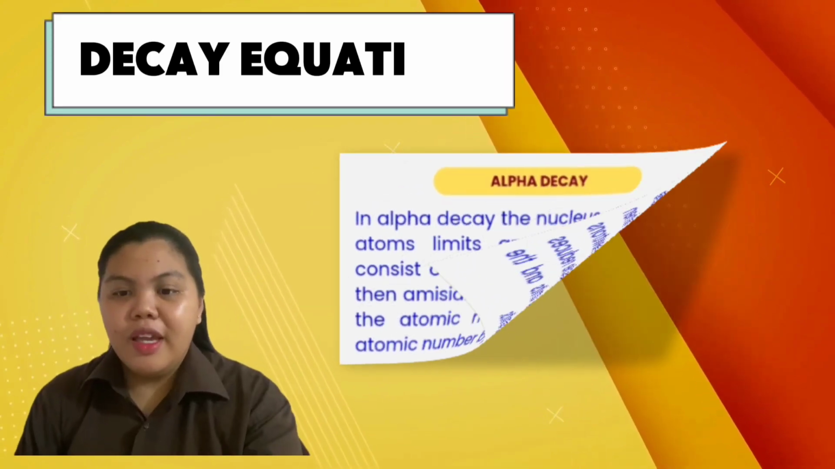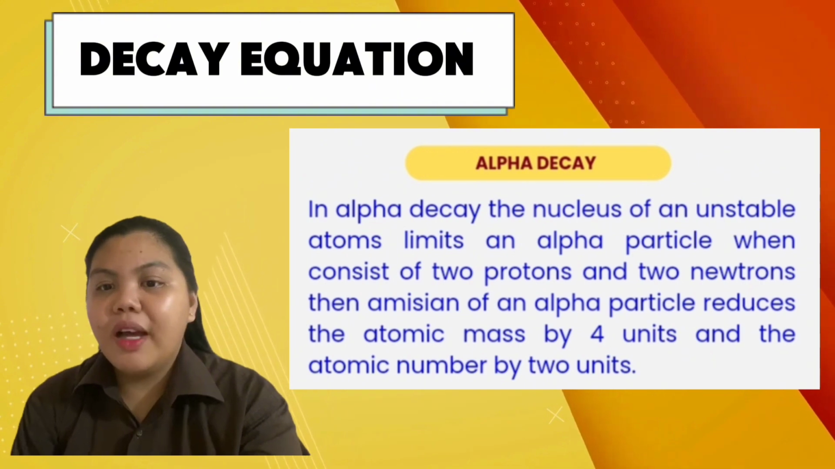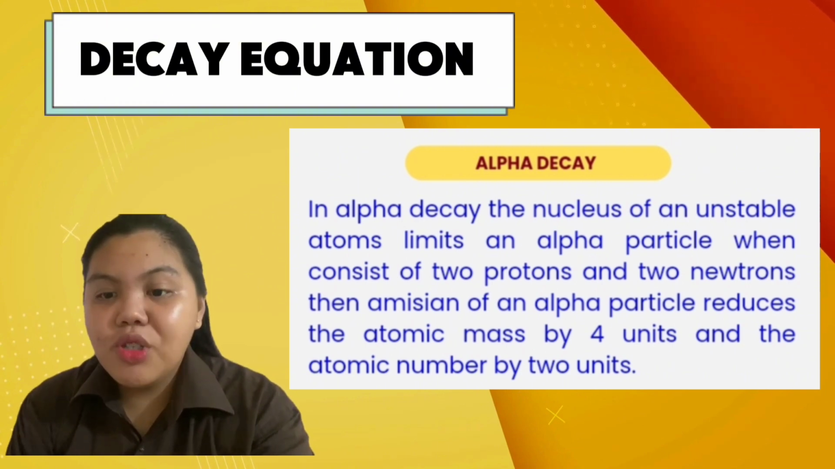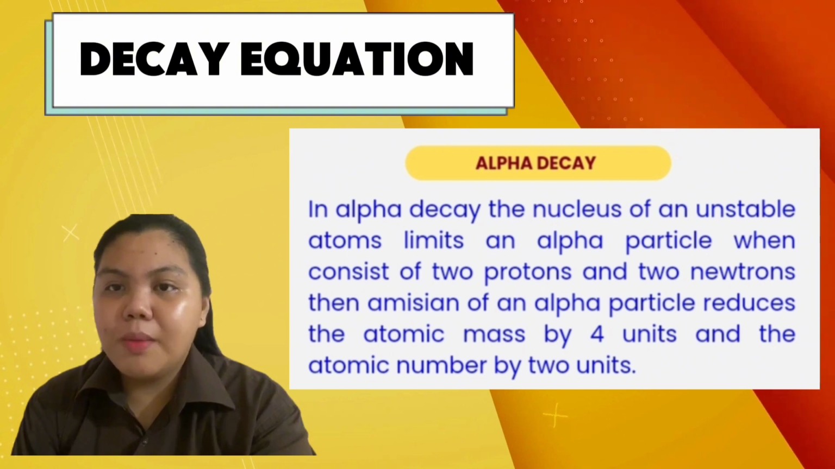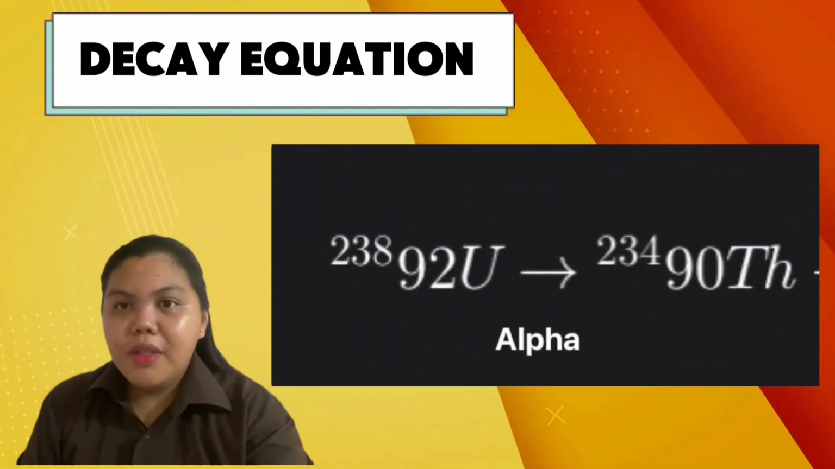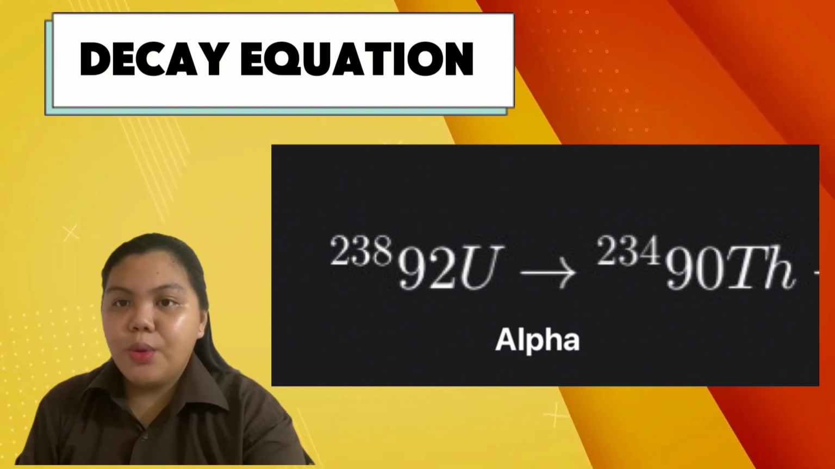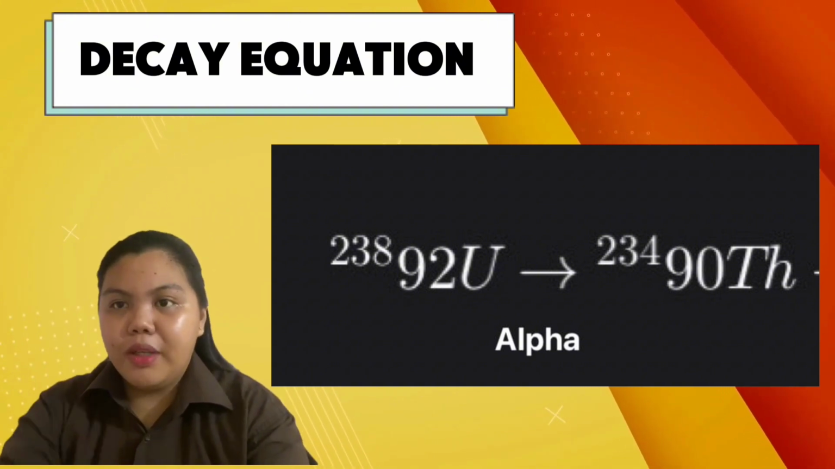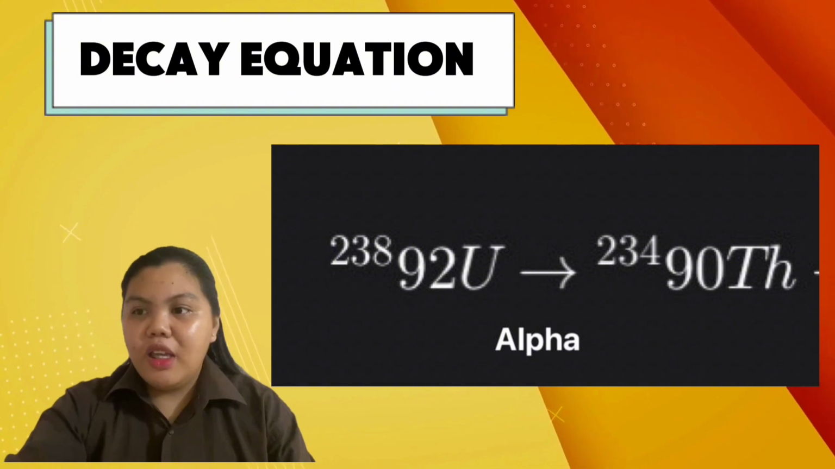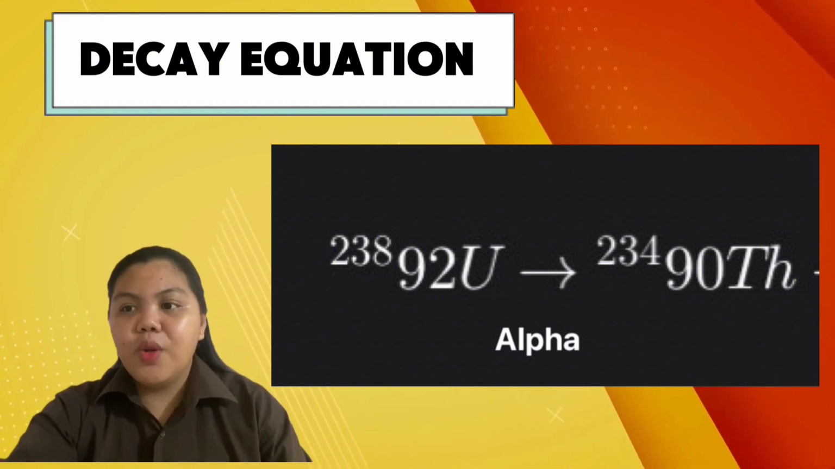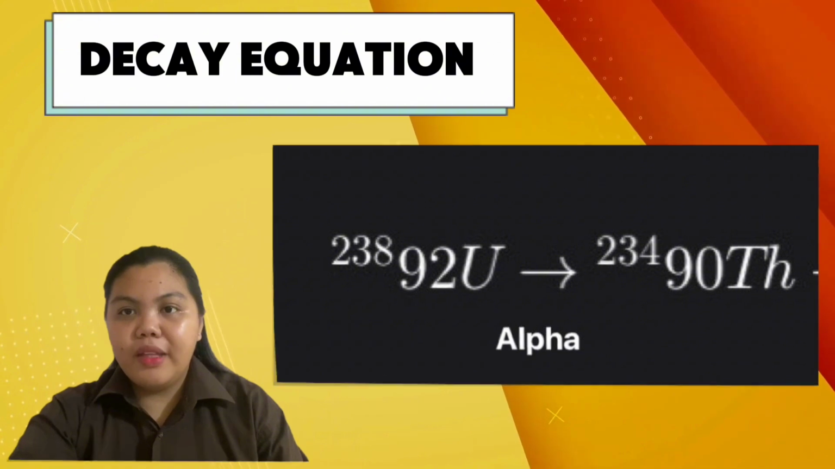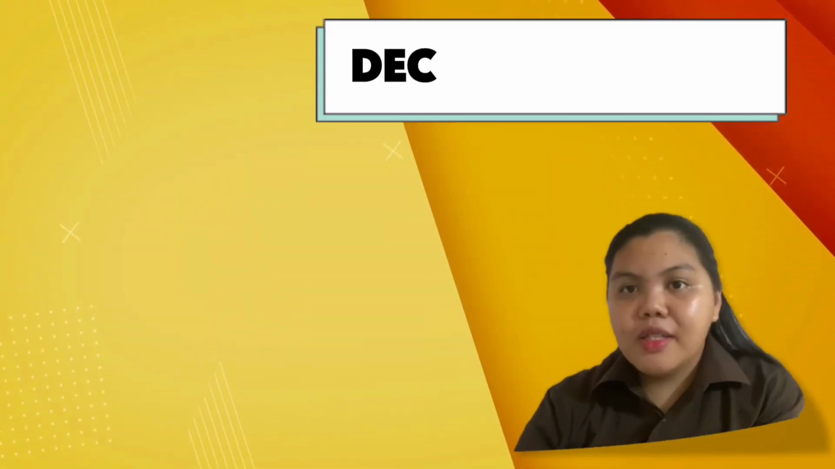First is alpha decay. In alpha decay, the nucleus of an unstable atom emits an alpha particle, which consists of 2 protons and 2 neutrons. The emission of an alpha particle reduces the atomic mass by 4 units and the atomic number by 2 units. An example is uranium-238 decaying to thorium-234 by emitting an alpha particle. This explains the half-life of uranium-238. Using the decay equation, we can calculate how much uranium-238 remains after a given period of time by substituting the appropriate values.